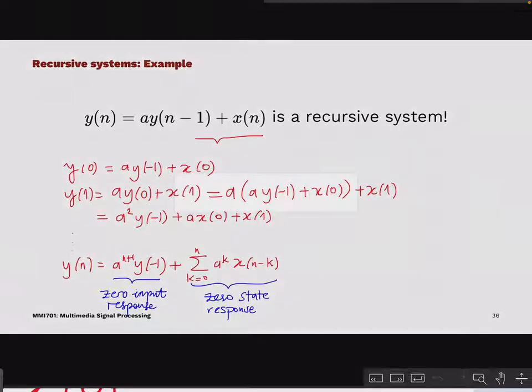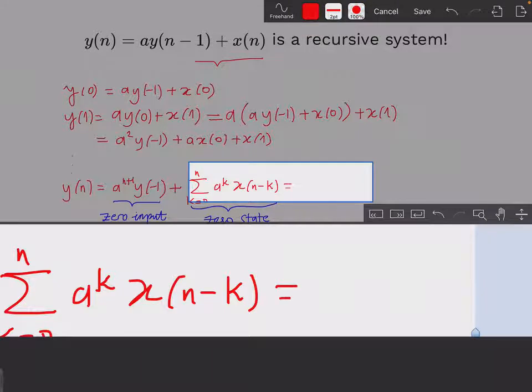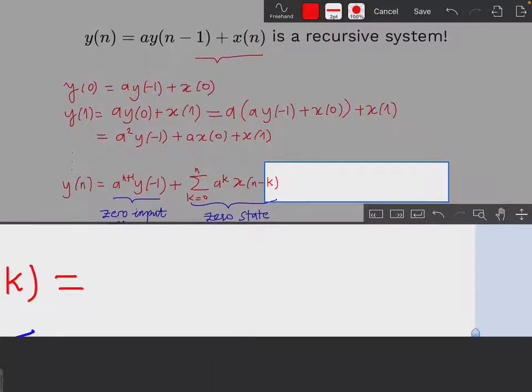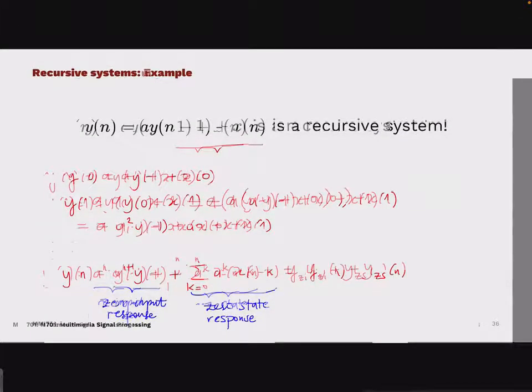So that means we can just express this difference equation as y zero-input of n, which is the first part, plus y zero-state of n. Okay, so we're going to see later that we can work with the transient responses of systems by using these expressions, which will be useful later on, but not today.